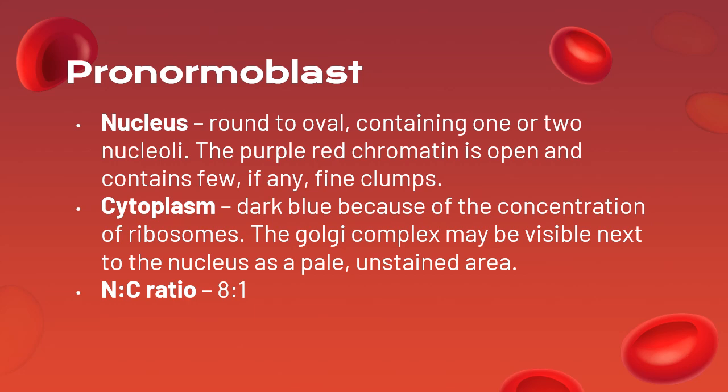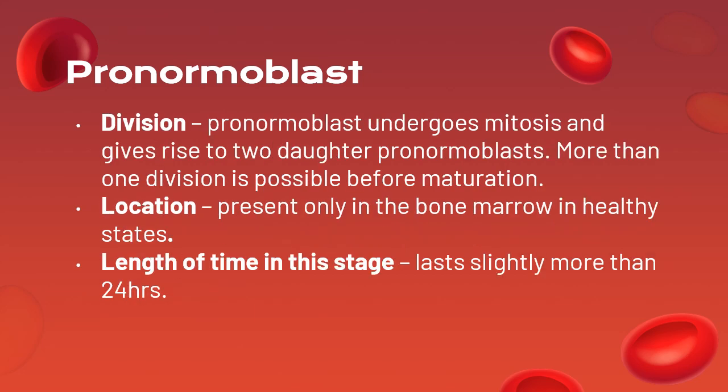Okay, pronormoblast is the first stage ng ating erythropoiesis. So, nucleus niya is round to oval, containing 1 or 2 nucleoli. Purple-red chromatin is open and contains few, if any, fine clumps. So, cytoplasm niya is dark blue because of the concentration of the ribosomes. And then, NC ratio niya is 8:1. Okay.